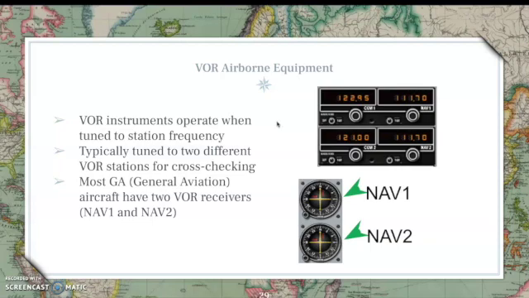Okay, so let's take a look at the VOR airborne equipment. So the VOR instruments operate when tuned to a station frequency, and typically it's tuned to 2 different VOR stations for cross-checking. Most general aviation aircraft have 2 VOR receivers, NAV1 and NAV2, inside of the cockpit. So this is what that equipment looks like. This is what goes inside of what we refer to as our 6-pack, which is our navigational panel. We'll be talking more about the 6-pack in our upcoming lessons.